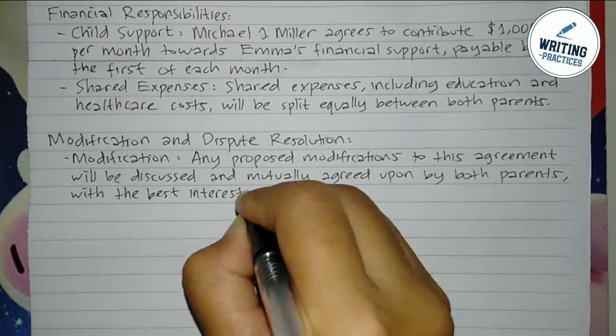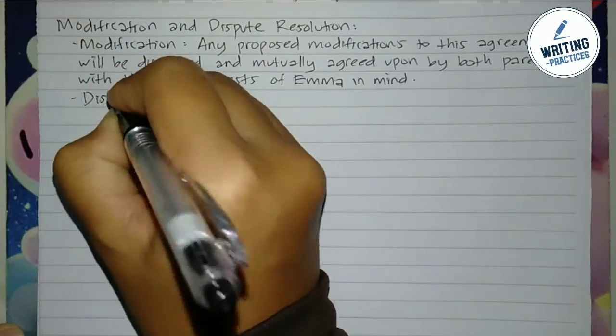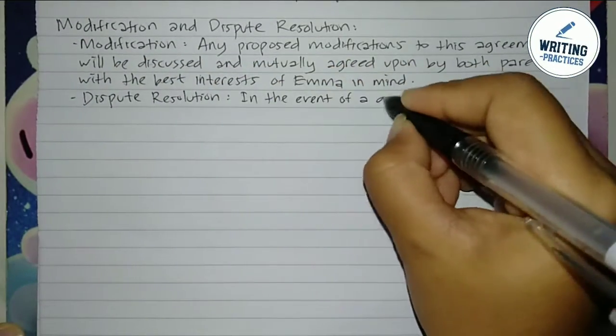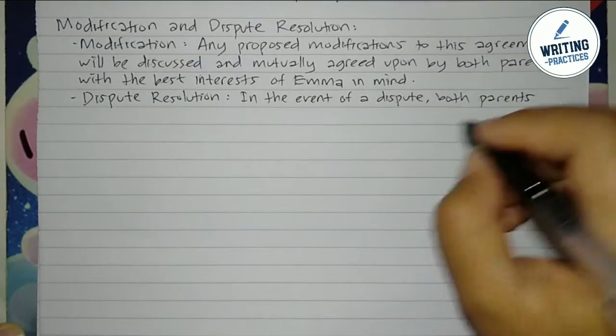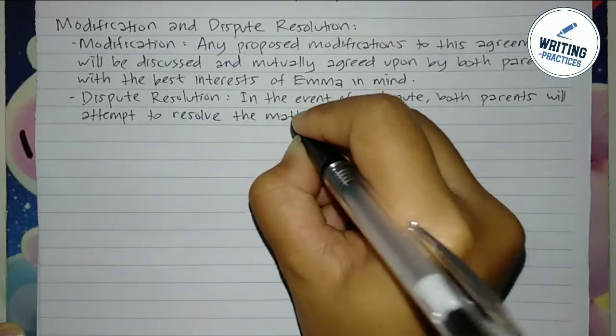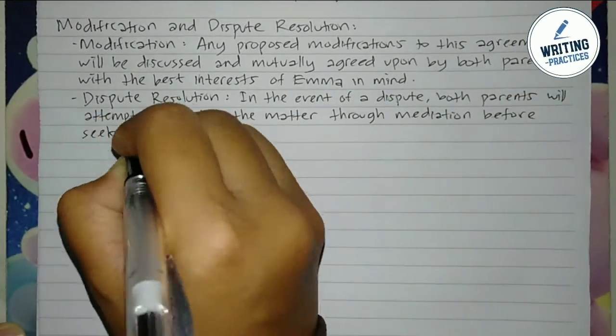Modification and dispute resolution. Modification. Any proposed modifications to this agreement will be discussed and mutually agreed upon by both parents, with the best interests of Emma in mind. Dispute resolution. In the event of a dispute, both parents will attempt to resolve the matter through mediation, before seeking legal intervention.